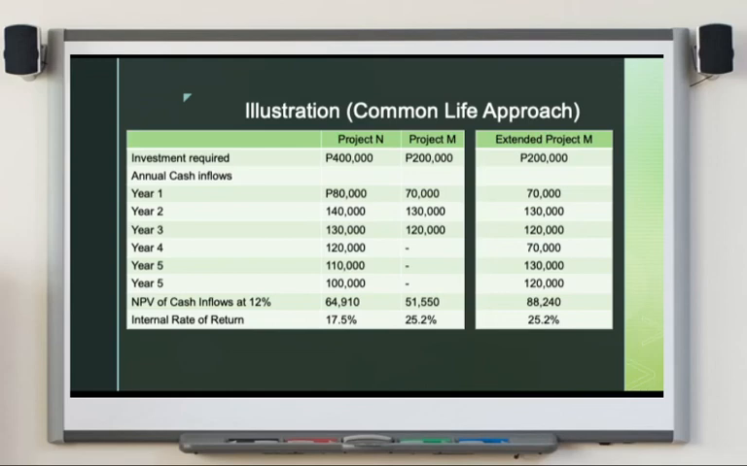So extending the project will arrive at a positive 88,240 NPV. So now, even if you use NPV or internal rate of return, it confirms that we should choose Project M over Project N. So we simply assume that we will be receiving the same amount of annual cash inflow for the 4th to 6th year of operation.